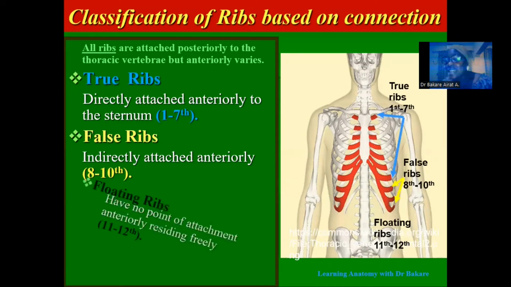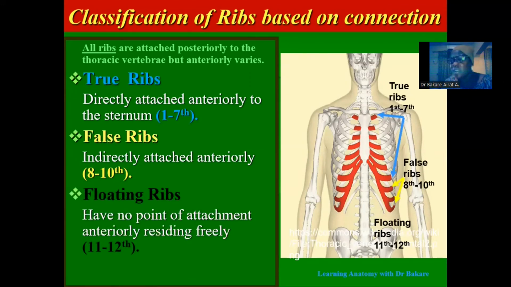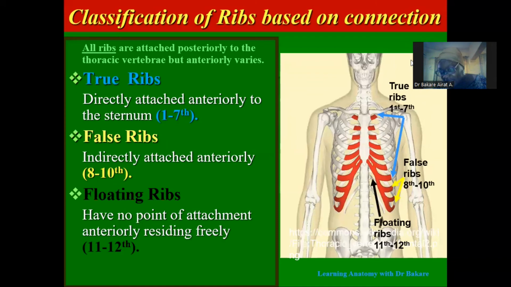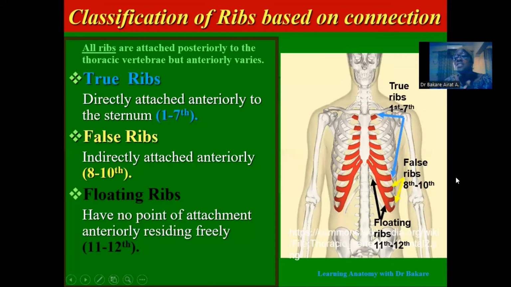Then the last class is the floating ribs. This, from the name, we should already know what it means. Floating means they do not have any structural link with the sternum at all, either directly or indirectly. So we have the 11th and the 12th rib in this category, and this is the 11th rib. This is the 12th rib. So these ribs are floating ribs. They do not have the grace to extend to the anterior part of the thoracic cage. So you see them floating around this region. So this is the basis on which ribs are classified.